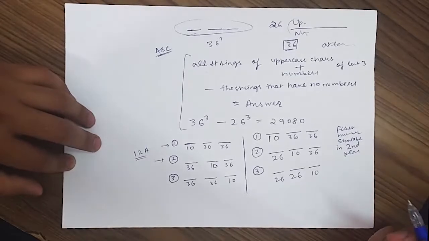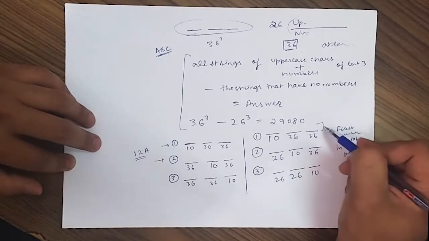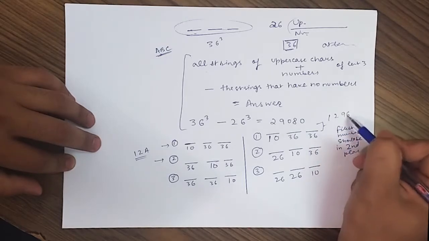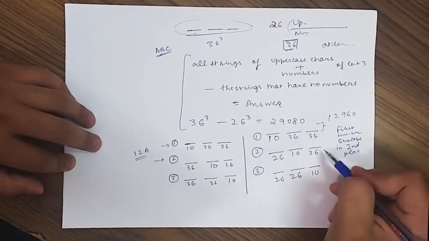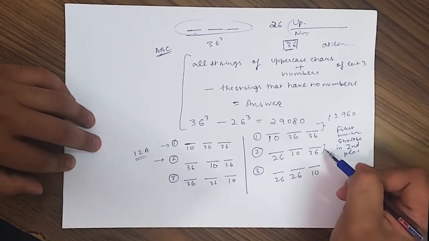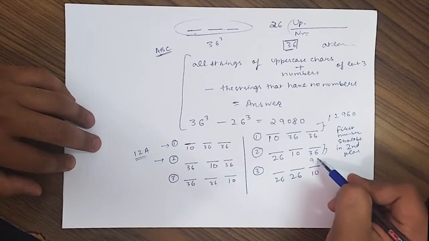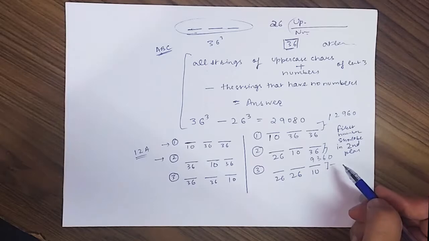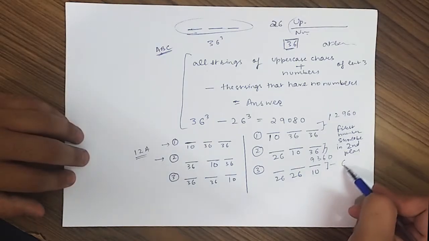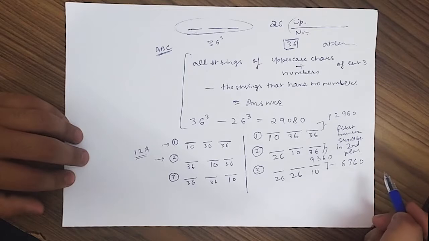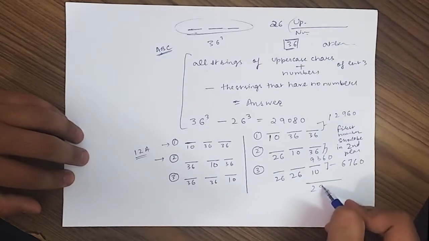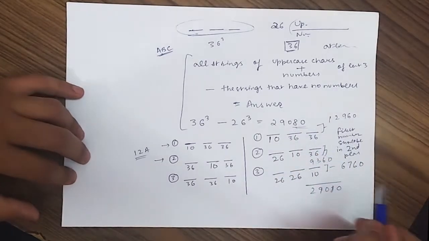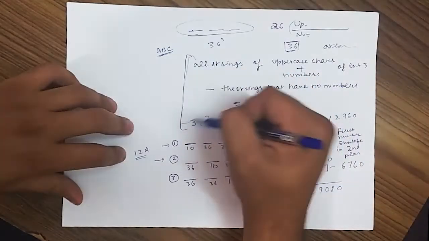So how many strings for this case? I think 12960. And for this, 9360. And for this case, 6760. Adding these gives you 29080, the same answer. So this is the direct way of doing this, and the subtraction way is much easier.